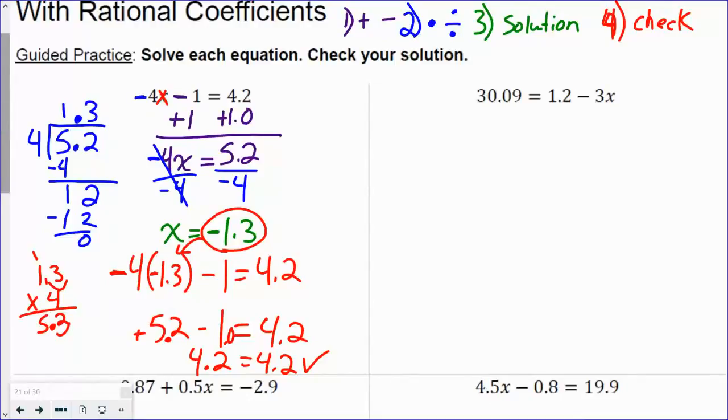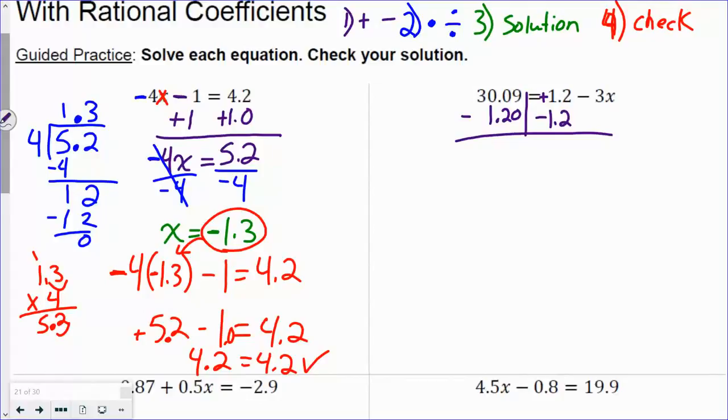All right, the next side, we have 30 and 9/100 equals 1 and 2/10 minus 3x. Remember, we want to get rid of any addition or subtraction. Now, there may not be a plus sign right here to show that that's a positive number, but it's positive. There's no negative there. So the opposite of a positive is a negative. Remember, whatever you do to one side, you got to do to the other side. Remember, you have to line up your decimals.